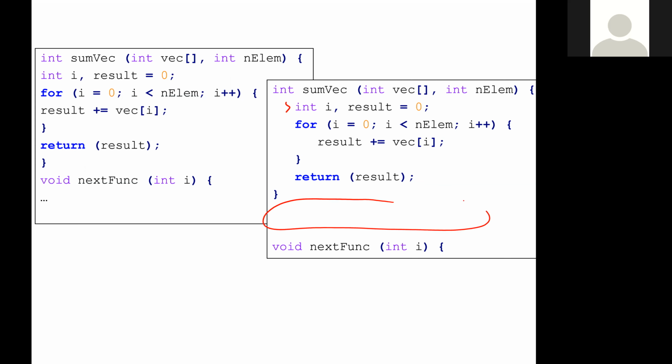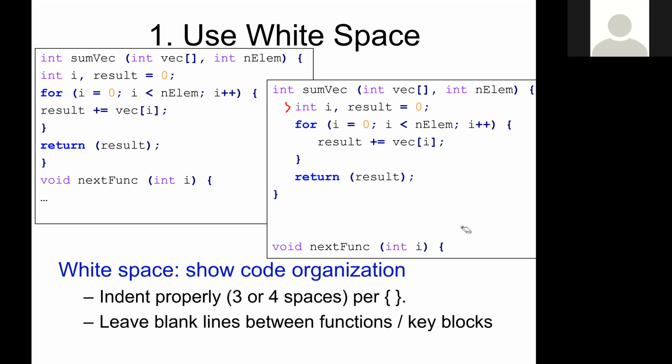What some people forget to do is vertical spacing. So break your code up into paragraphs. Don't be afraid to put a couple of blank lines between your functions, and put blank lines between blocks of code. It makes it a lot easier to read. Okay, so use white space, make the structure of your code show through, both vertically and horizontally.